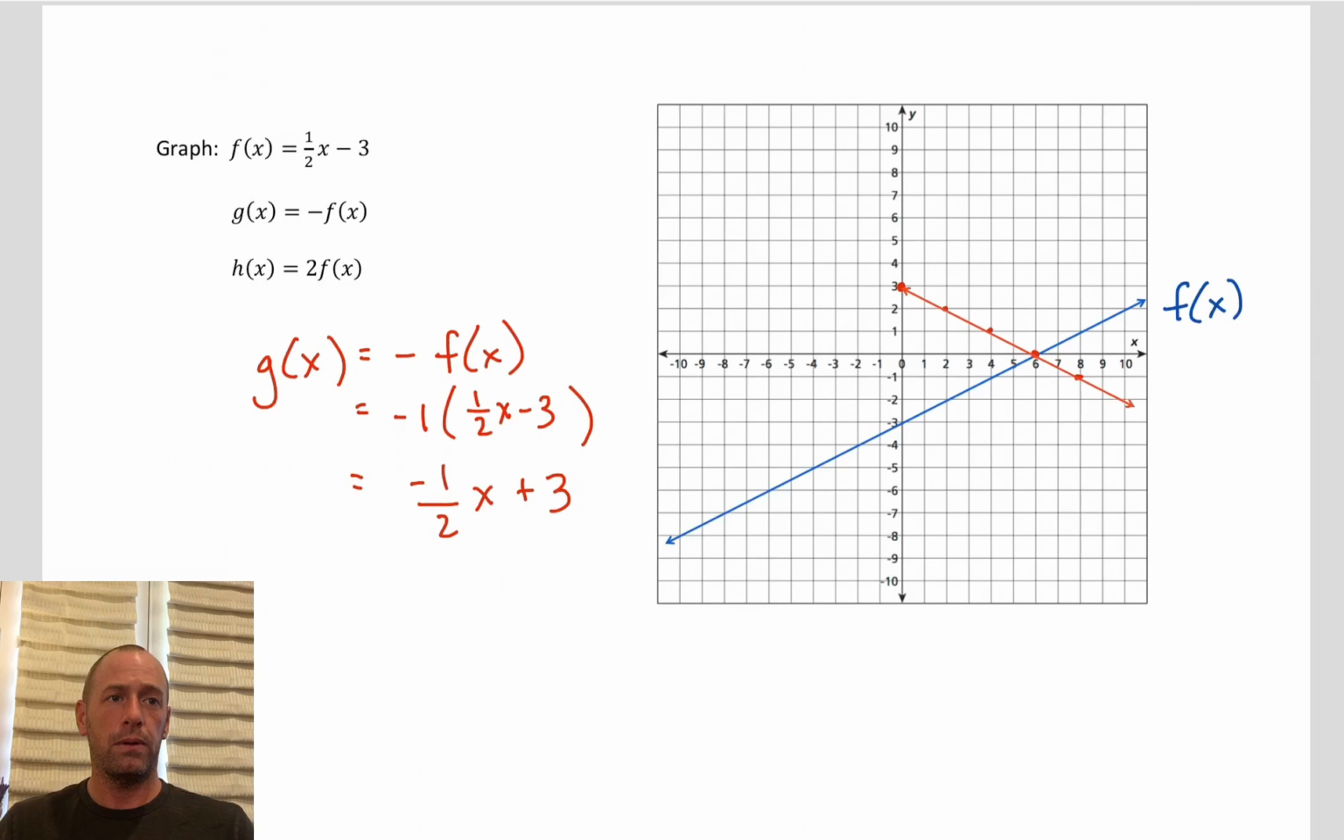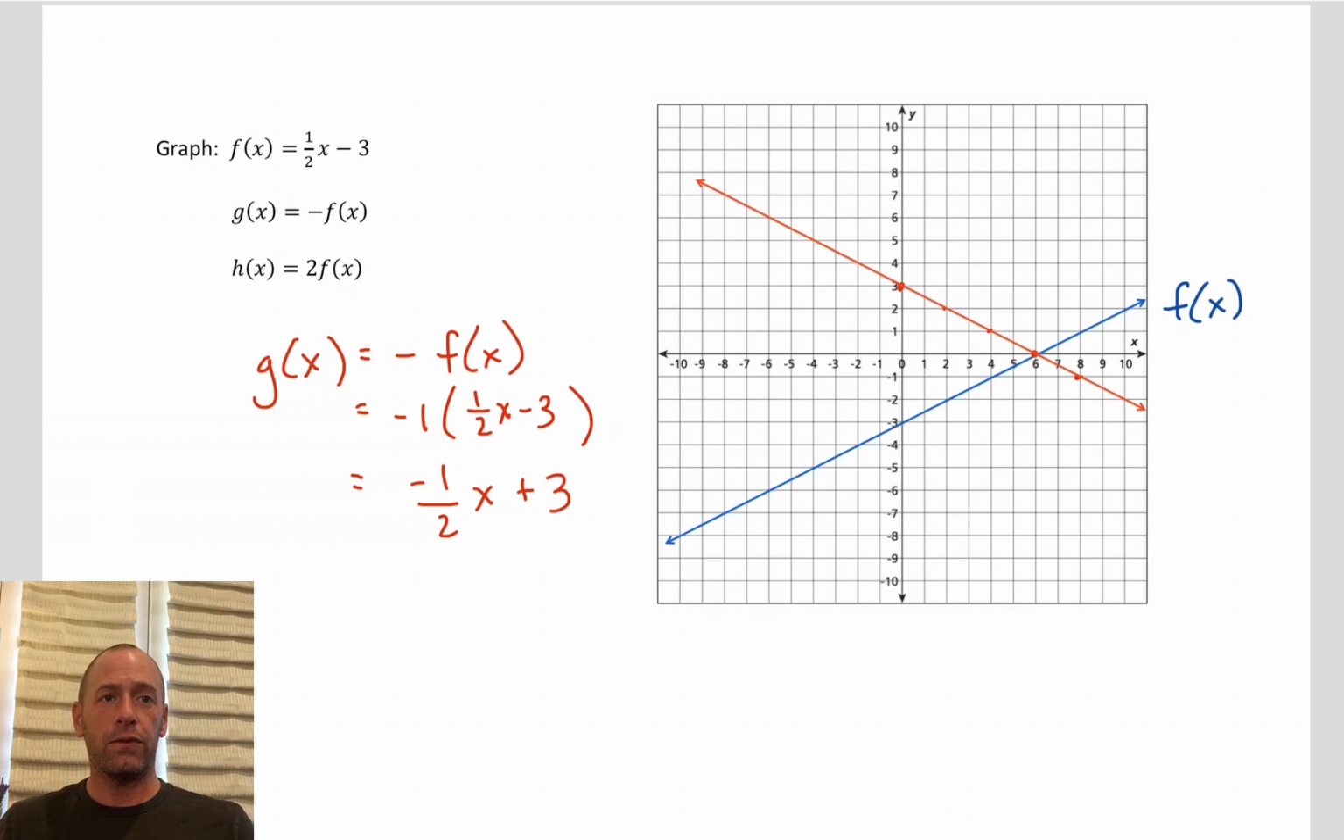Connect those up and extend it. There we go. What we have is a mathematical reflection. We have reflected it over the x-axis. Now, if you want to figure out what the transformation would be that would make it flip over the y-axis, I'll leave that to you. You should also notice that the x-intercept remained unchanged by multiplying by -1.